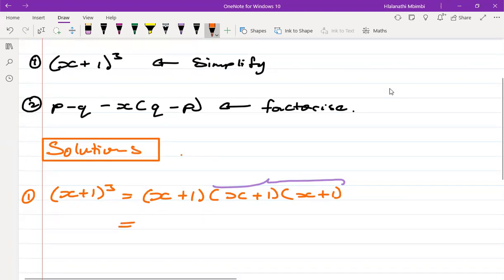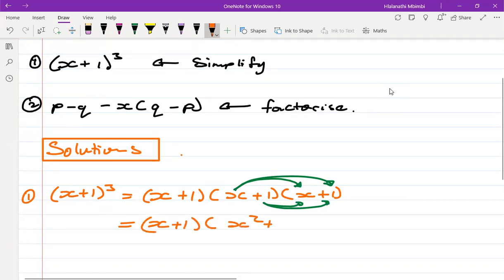But even if you do not know the result of that, these are sort of like rainbow sums. You take this, multiply it with that, take that, multiply it with that, take this, multiply it with that, and take that and multiply it with that. So I would leave the x plus 1 like that, and I would have x squared plus 2x plus 1.